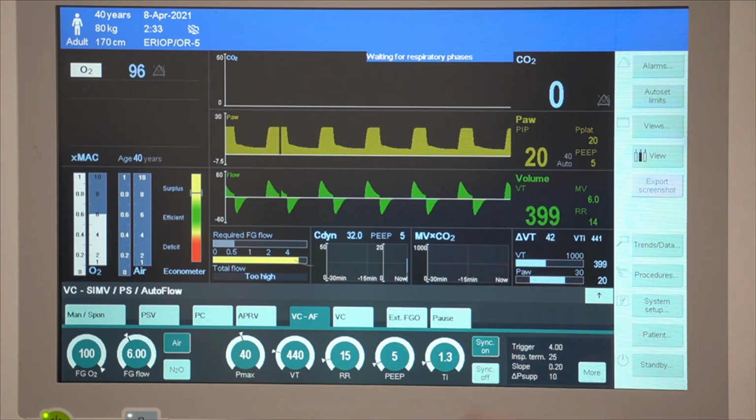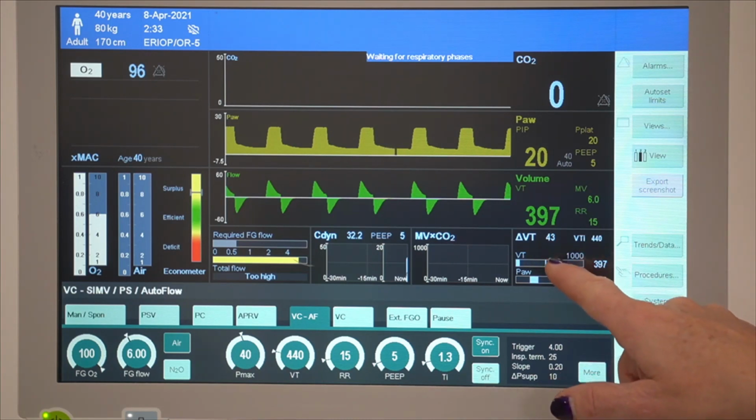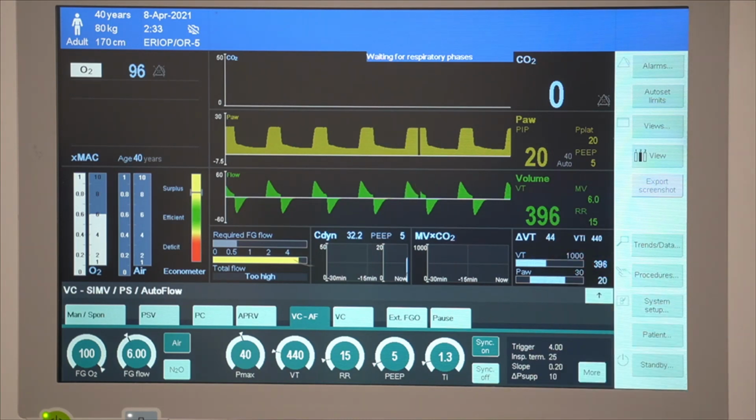The next box is minute volume by CO2. If this is trending down, then this is also guidance to do a lung recruitment manoeuvre. Lastly, we have delta VT. This shows the inspired tidal volume and the expired tidal volume and the difference between the two. It will show whether there's an airway leak, especially if you're using laryngeal masks.